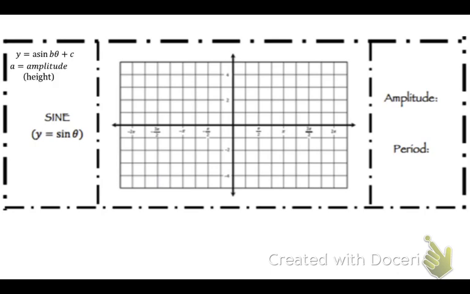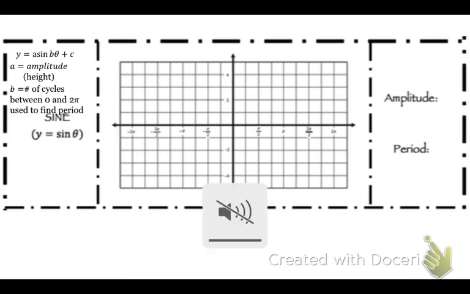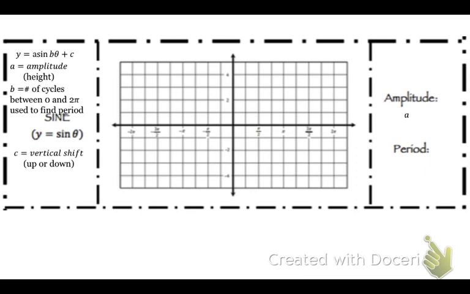So a is the amplitude or the height of the graph. A is the amplitude or the height of the graph. B is the number of cycles between 0 and 2 pi and is used to find the period. B is used to find the period. And then C is the vertical shift, so it's how far up or how far down we're going. Okay? And then the amplitude here, that is your A value, which we already stated. Period, you have to use B. It's always 2 pi over B.